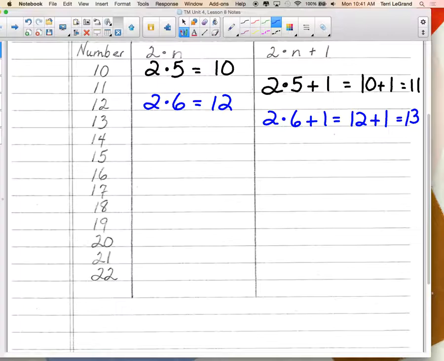Starting to see a pattern developing here? See if you can fill out the rest of the table. Go ahead and try. See if you can get the rest of it now, showing what we have been showing here.